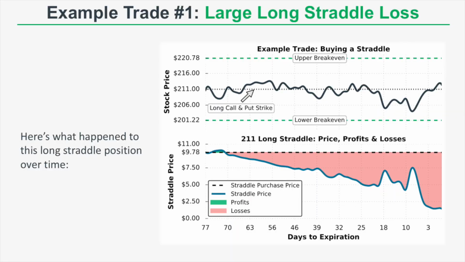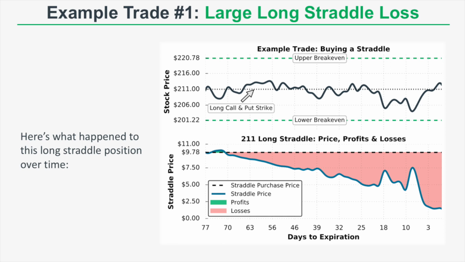Alright, so on the top part of this graph, we're looking at the straddle strike price of $211, and we can see the upper break-even price and the lower break-even price, and on top of all of that, we see the changes in the stock price. So in the bottom part of the graph, we're looking at the entry price of our long straddle, and then we're looking at the changes in that straddle price, as well as any corresponding profits or losses.